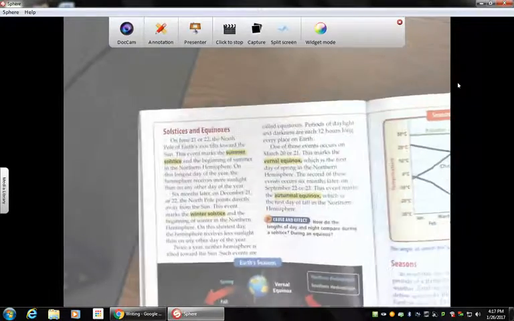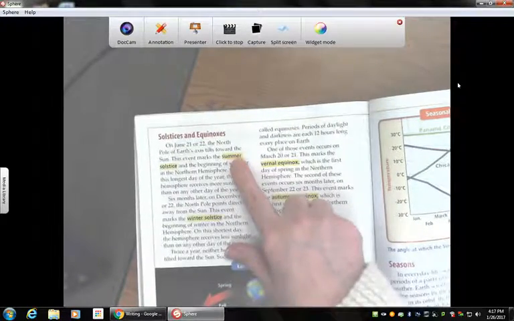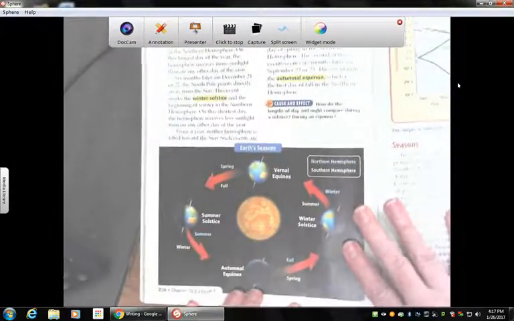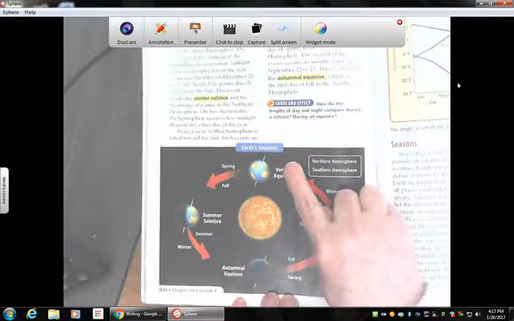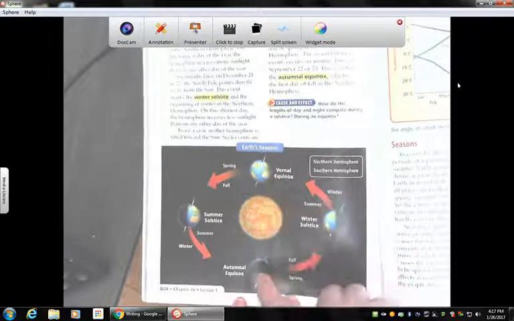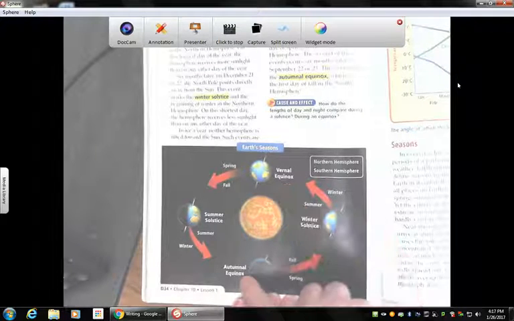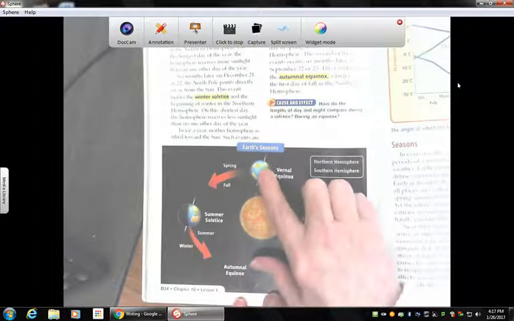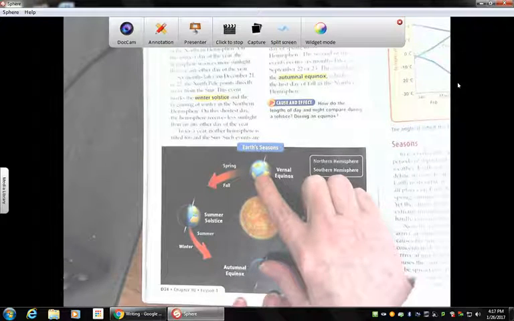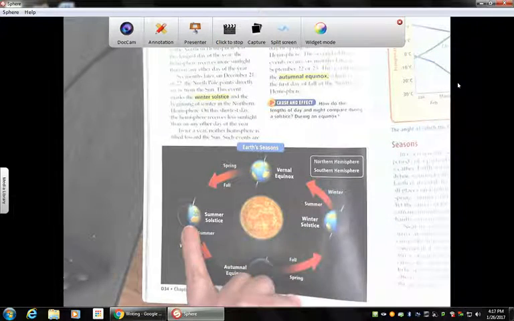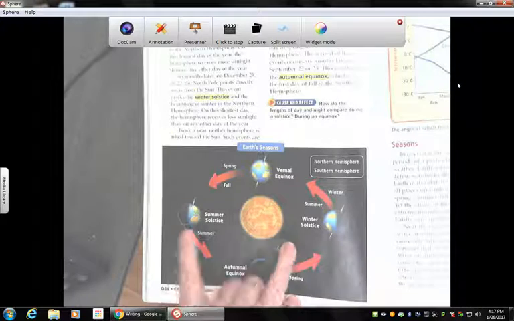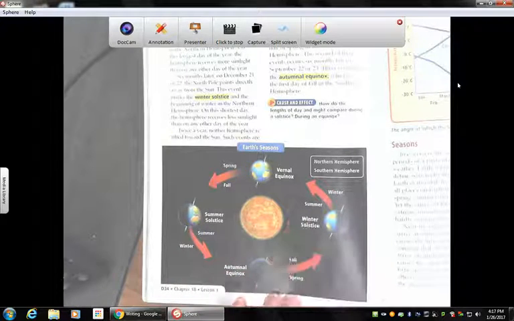Okay, solstices and equinoxes. If we look at the picture here, we can see that an equinox is when we have spring, and an equinox is when we have fall. And think, equinox has the word equal in it. We're going to be looking at seasons that have equal amounts of sunlight. The summer solstice and the winter solstice, those are our summer seasons and our winter seasons.